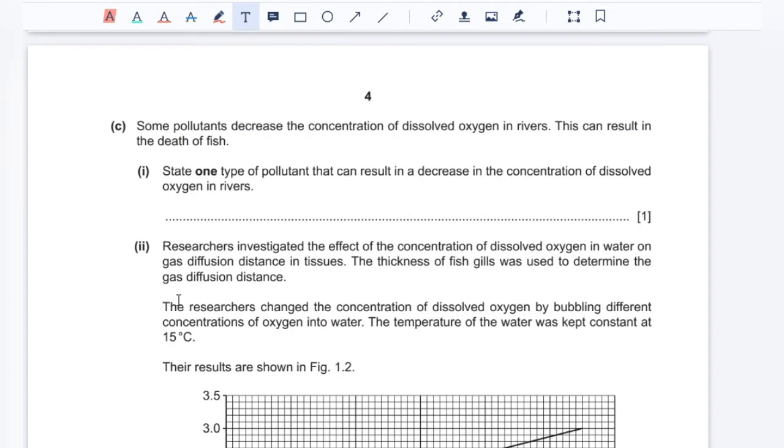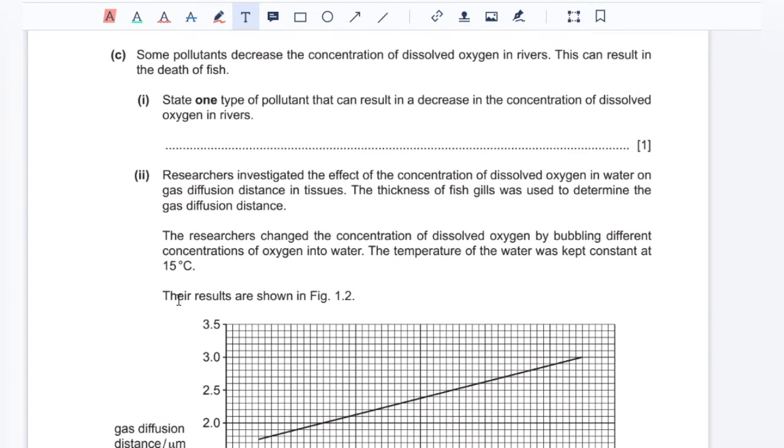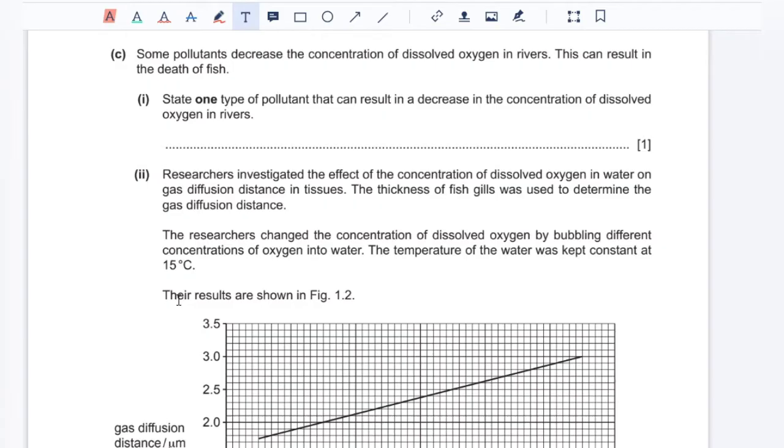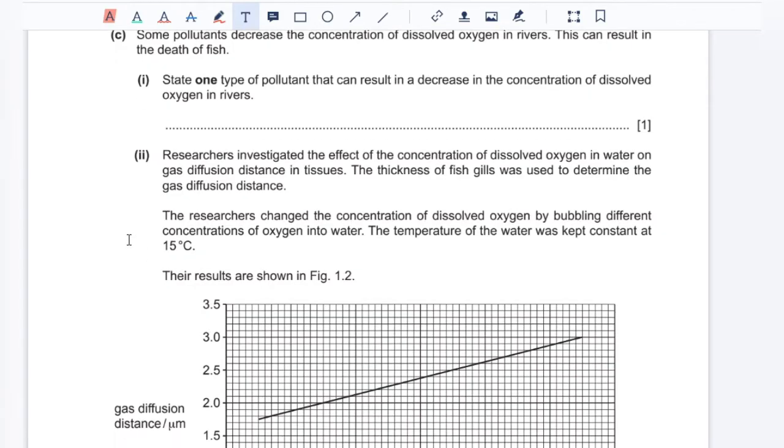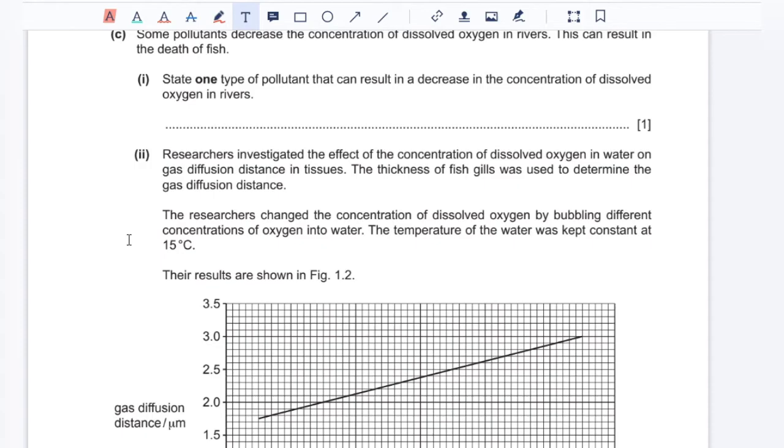C. Some pollutants decrease the concentration of dissolved oxygen in rivers. This can result in the death of fish. 1. State one type of pollutant that can result in a decrease in the concentration of dissolved oxygen in rivers. One of those could be fertilizers.